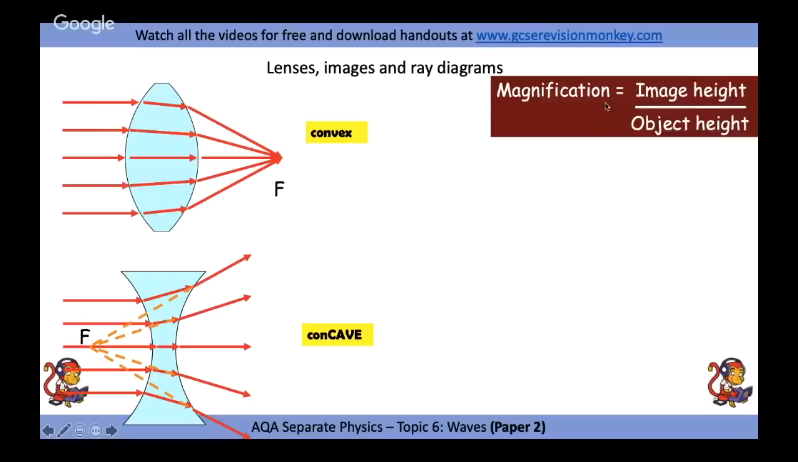Magnification of an object is the image height over the object height. So if we find that the image is smaller than the object, we should have a number which is less than 1. If we find that the image is bigger, which is most things make images bigger, we're going to find that the magnification is greater than 1, so telescope or microscope.